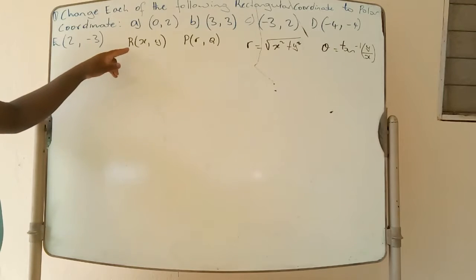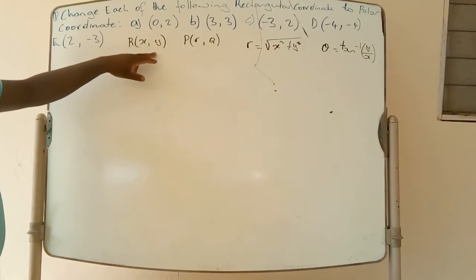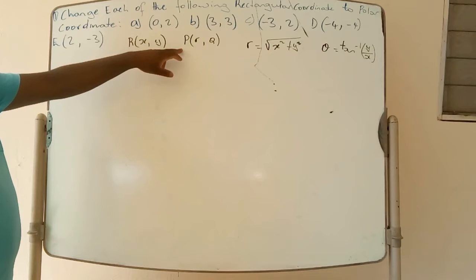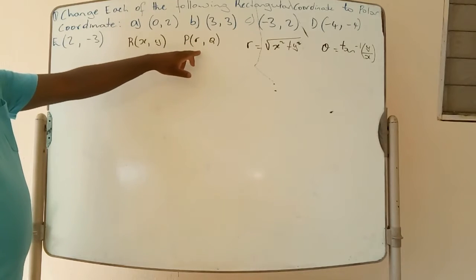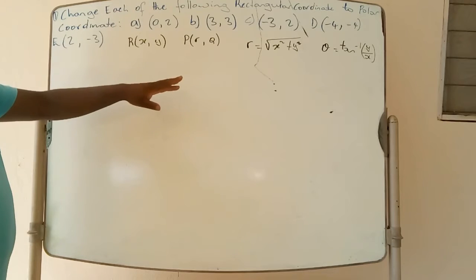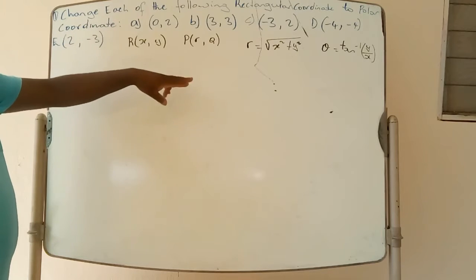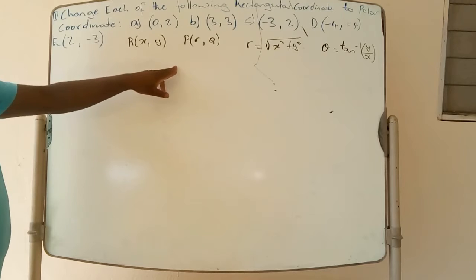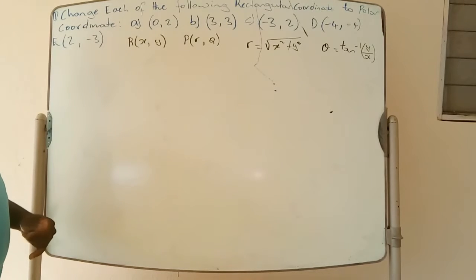Before you are able to convert a rectangular coordinate to a polar coordinate, you must remember that rectangular coordinates are plotted in the form (x, y), while polar coordinates are plotted in the form (r, theta), and theta is measured from the positive x-axis in an anti-clockwise direction. Theta is also normally written in radians.